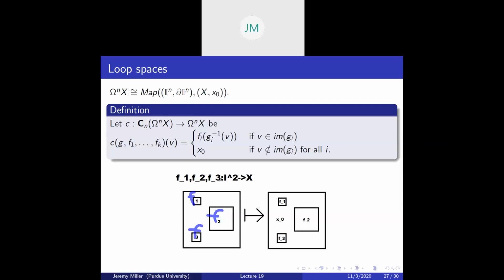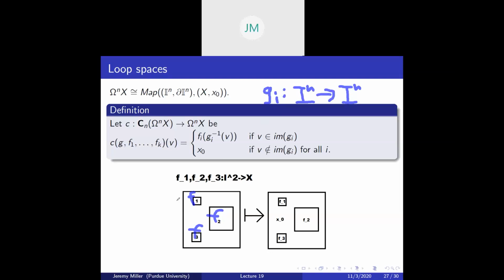So these f_i's are functions from a cube to X that send the boundary to the base point, since here we're thinking of the loop space as functions from a cube that send the boundary to the base point. So you use a scaled version of f1 in here, a scaled version of f2 in here, and everywhere outside of the cubes you go to the base point. Let's say we have v as a point in the cube. If v is in the image of some g_i, where g_i is our embedding from I^n into I^n, we have k of these functions.